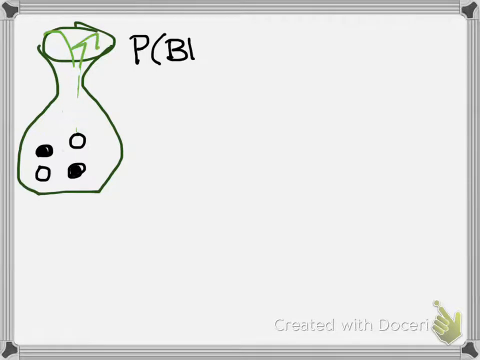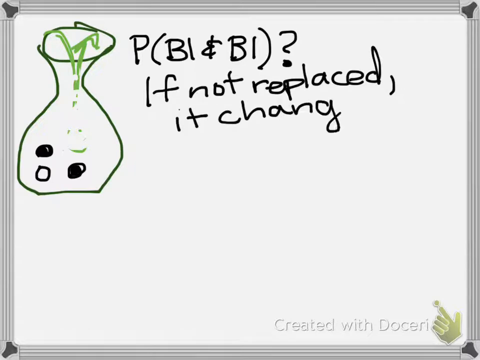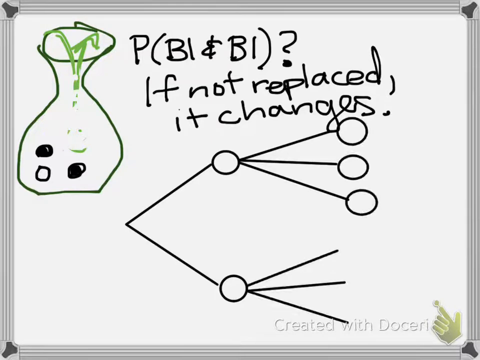Okay, now we're going to switch it up just a little bit. What's the probability that you get a black and then a black if they're not replaced? So you take out a marble, and again, my drawing is wrong. You pull out a black marble, it's not replaced, it changes. It's best to think of it with a tree diagram, although we'll do it algebraically in a second.